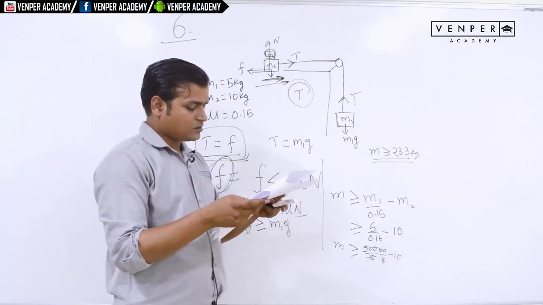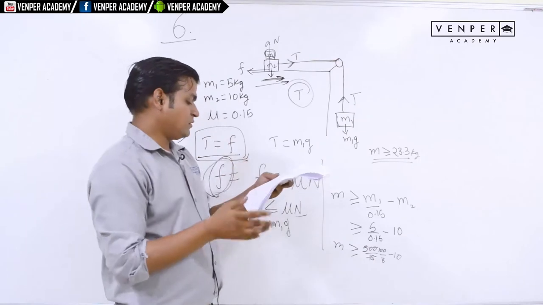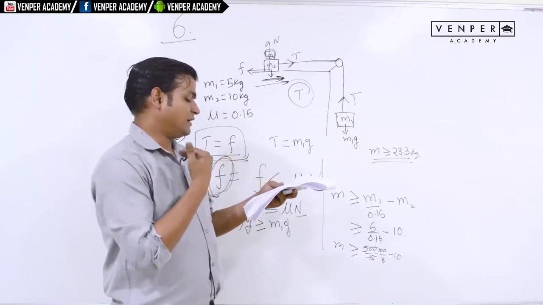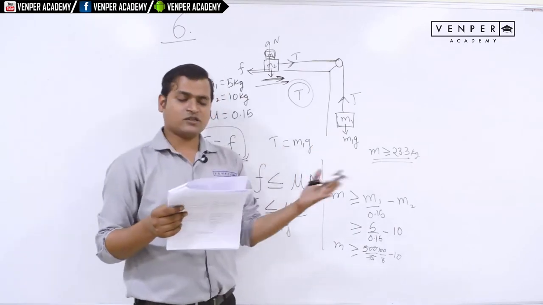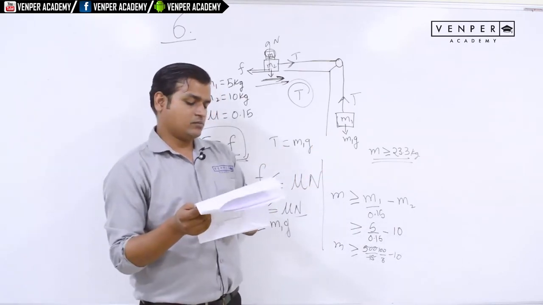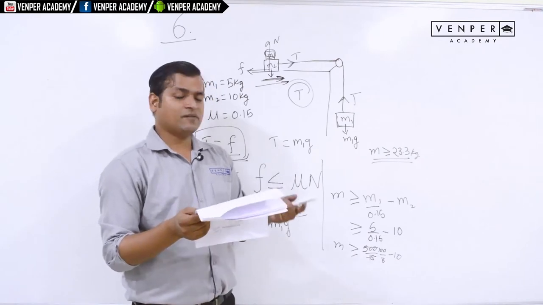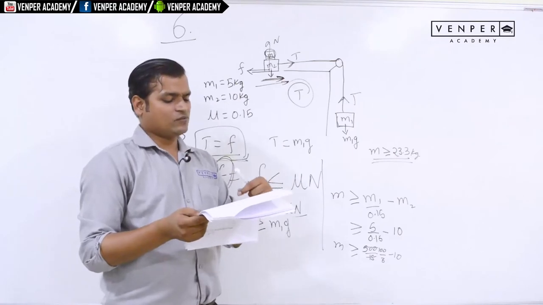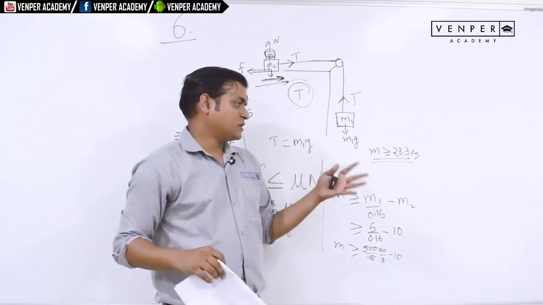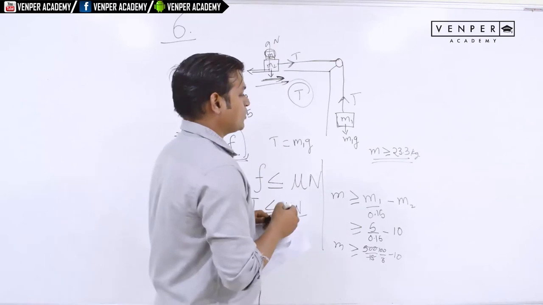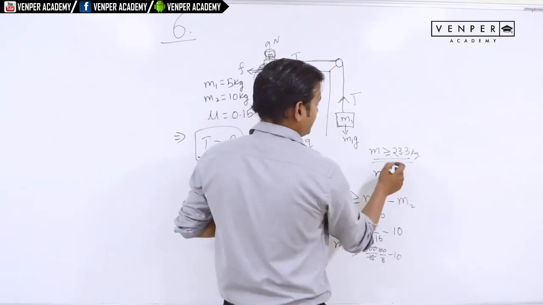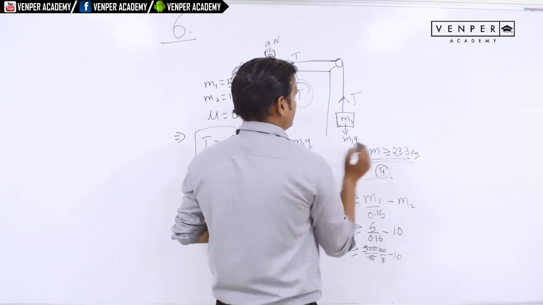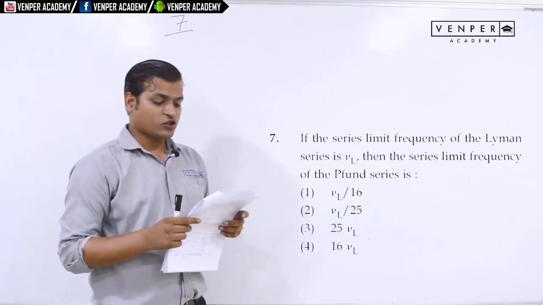So check the options. In the options, the second and third are not possible. That leaves the first and fourth only. Between the first and fourth, the mass given in the fourth option is 27.3 kg. So out of these two, the fourth option is the minimum, and you can go with the fourth option. That is, m should be equal to 27.3. So the correct answer is the fourth option. Okay, next, question number 7.